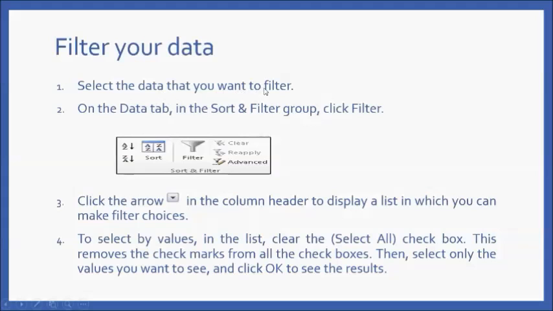Select the data that you want to filter. On the Data tab, in the Sort and Filter group, click Filter. So this is the filter icon. Click the arrow in the column header to display a list in which you want to make filter choices. To select by values in the list, clear the Select All checkbox, and this removes the check marks from all the checkboxes. Then select only the values you want to see, and then click OK to see the results.